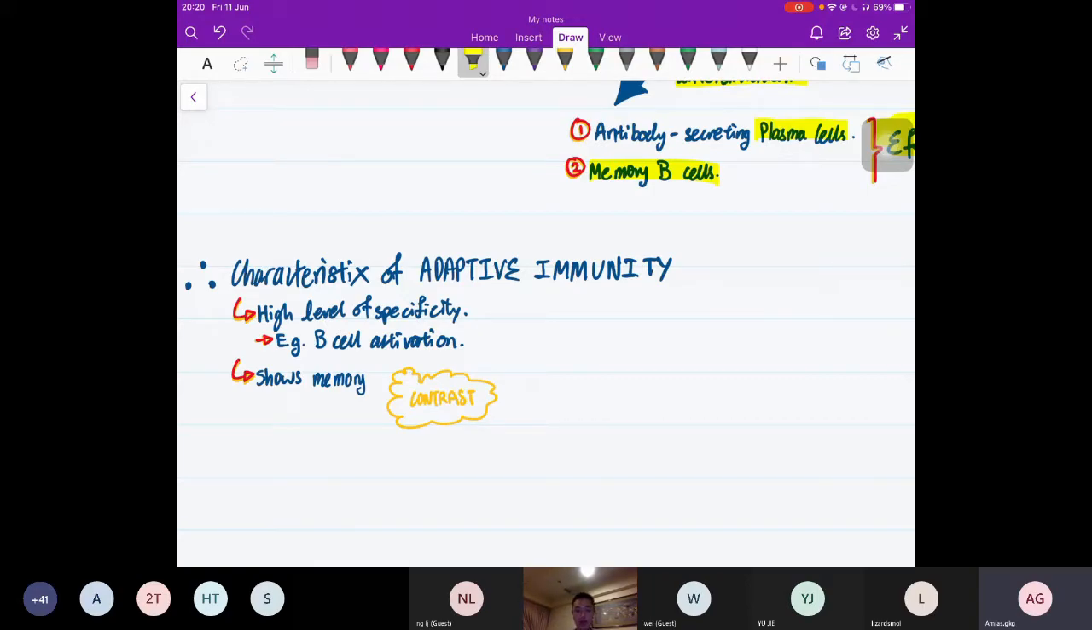It is very specific. And then we compare that to our innate immunity. Our innate immunity is not specific at all because we are just whacking, okay? Because we don't know which pathogen it is. We just know it's a foreign particle and we just want to get rid of it ASAP. So there's no specificity or very low specificity. And then adaptive immunity shows memory, because memory B and memory T cells are created, they're formed, unlike in your innate immunity where they are not formed.